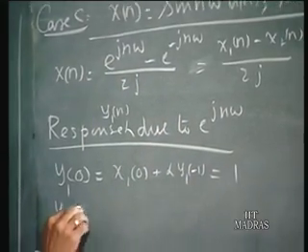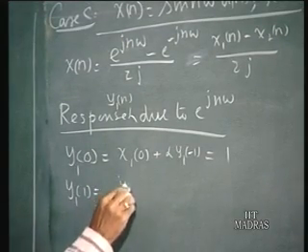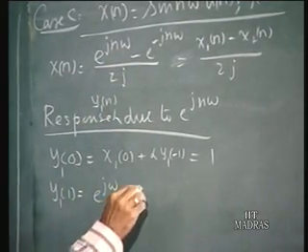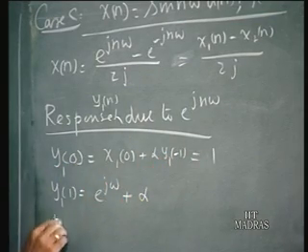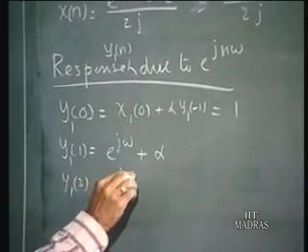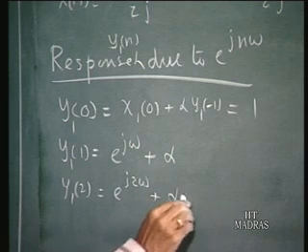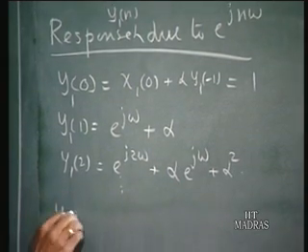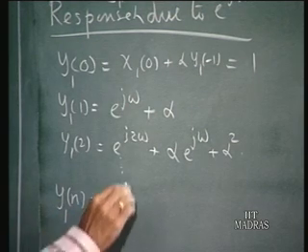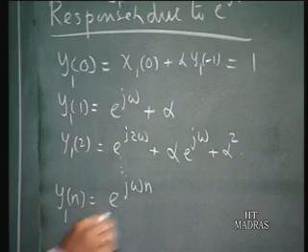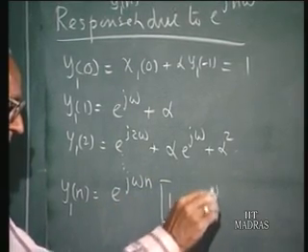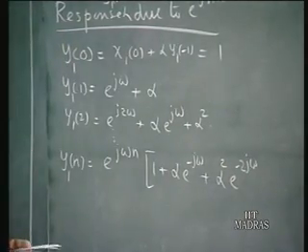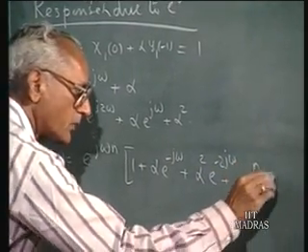Then y1[1] is e^{jω}, because that is x1[1] when e^{jnω} at n equals 1 is e^{jω}, plus α times the old value, which is 1, this is α. y1[2] is e^{j2ω} plus α times this, α e^{jω} plus α squared. Like this we can go on, and you can show that y1[n] in a general case is e^{jnω} times (1 + α e^{−jω} + α² e^{−j2ω} and so on up to αⁿ e^{−jnω}).